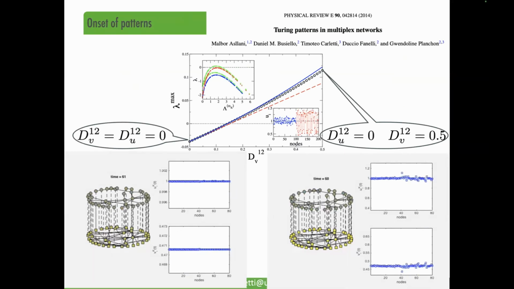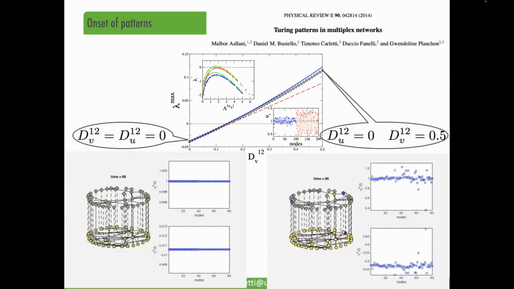Here I show you the maximum of the dispersion relation is negative, and indeed, if I perturb my system, the solution goes to the equilibrium. But if you increase dV12, at some point you pass the 0, and for instance for 1/2, you have a positive value, and indeed if you perturb the initial condition, the system now is divided into patterns.